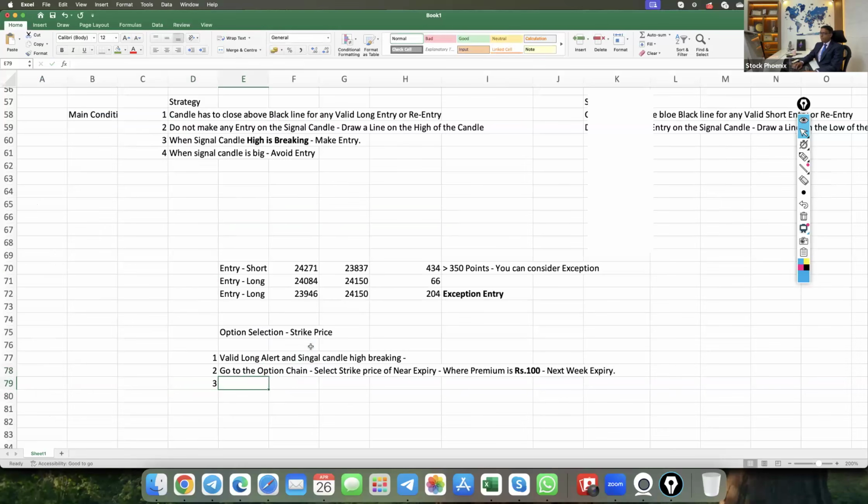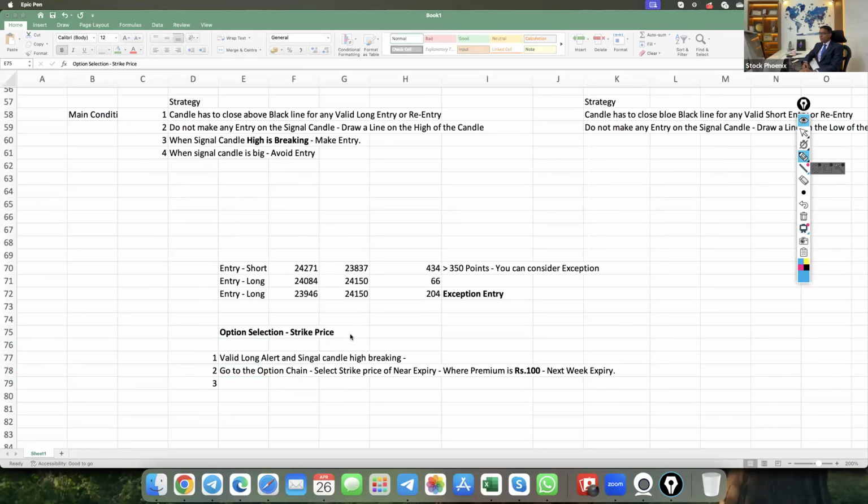Mr. Avinash sir, are you able to understand what this is? Mr. Avinash Dubey, do you know the meaning of option selection, strike price, sir? You can hold your questions for later. First, I'd like you to understand what I'm teaching for options.